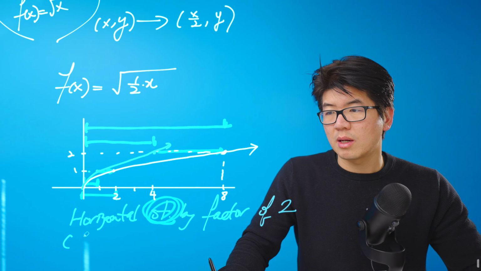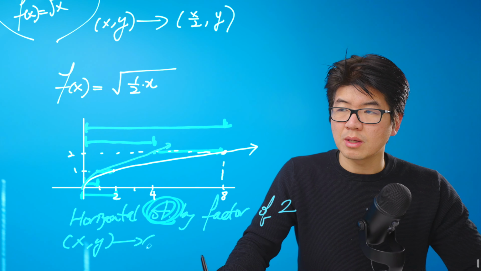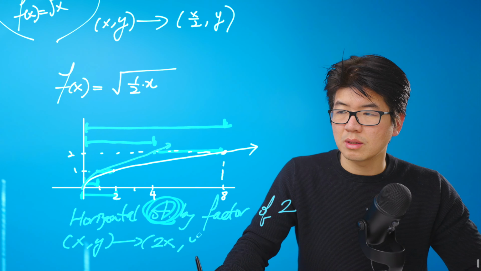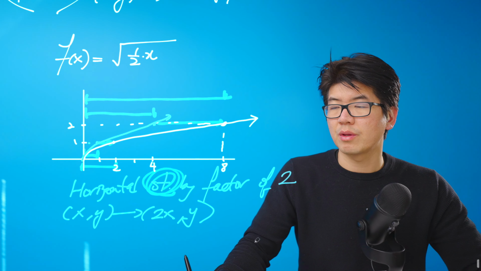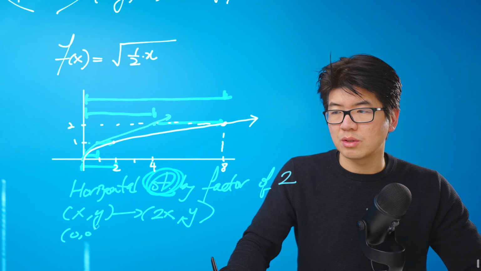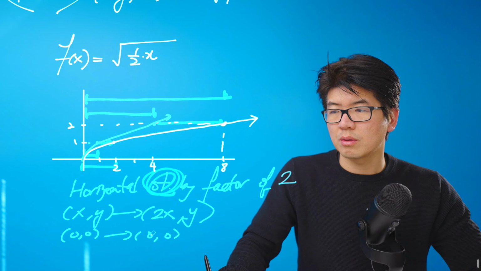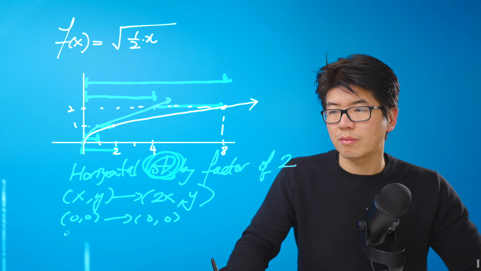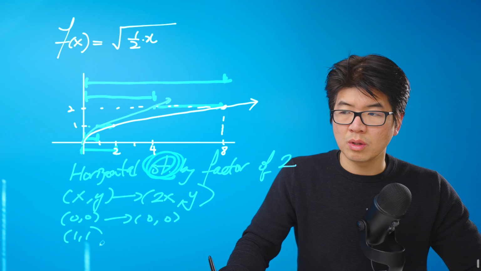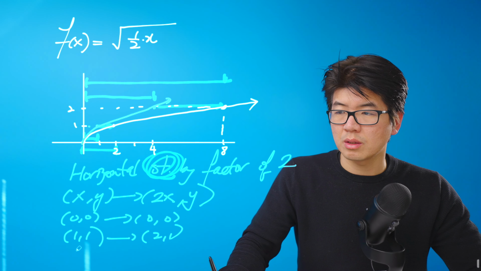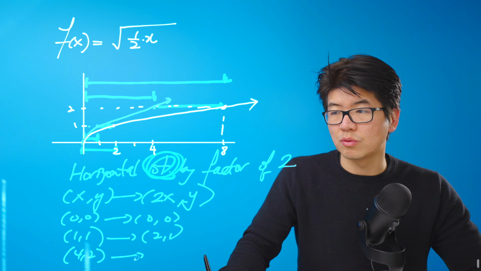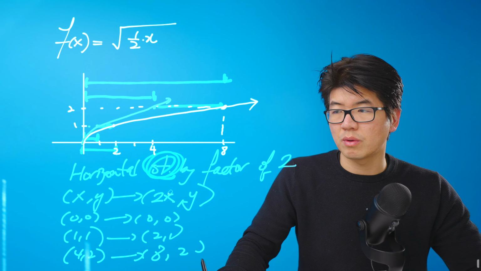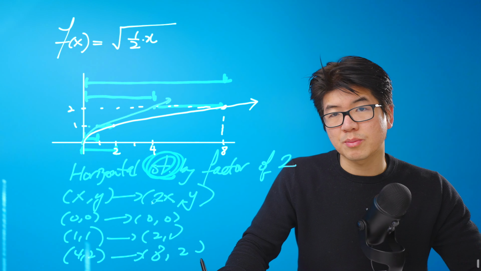Lastly, the transformation mapping is 2x and y. Of course, you can use that. 0, 0 doesn't go anywhere, right? But 1, 1 moves to 2, 1, and 4, 2 moves to 8, 2, right? We just plug those values into this expression of 2x.